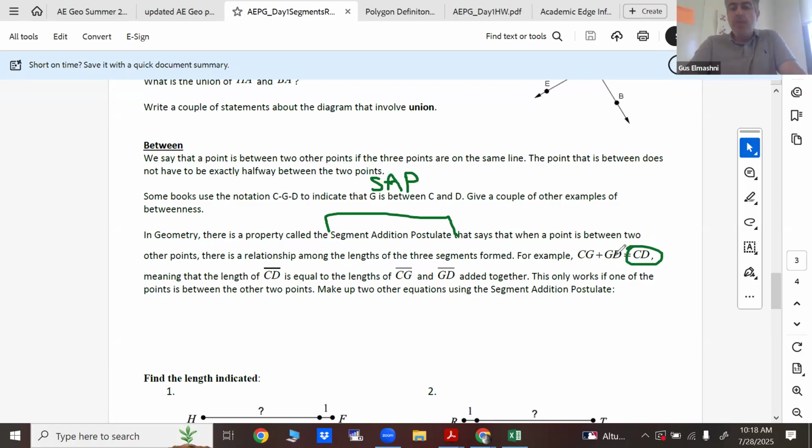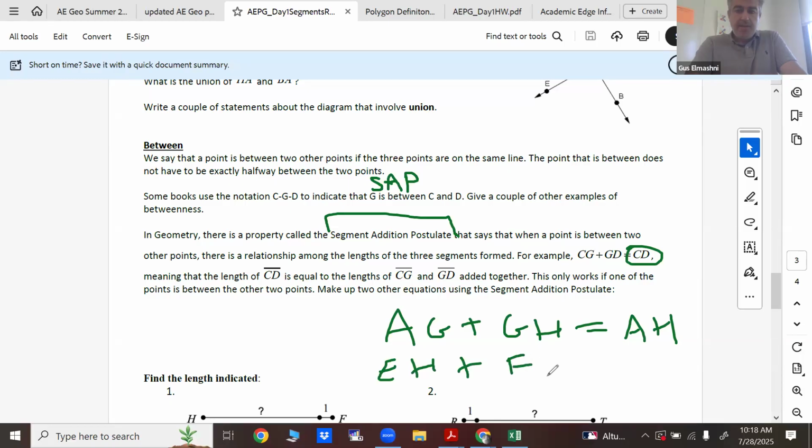This only works if one of the points is between the other 2 points. So let's come up with another situation. Could you say AG plus GH equals AH? Can we say that? Yeah, totally. Can I say EH plus FI equals EI? No. I threw a curveball. Good, I like that. Because what am I missing? HF, right? I can't say that.